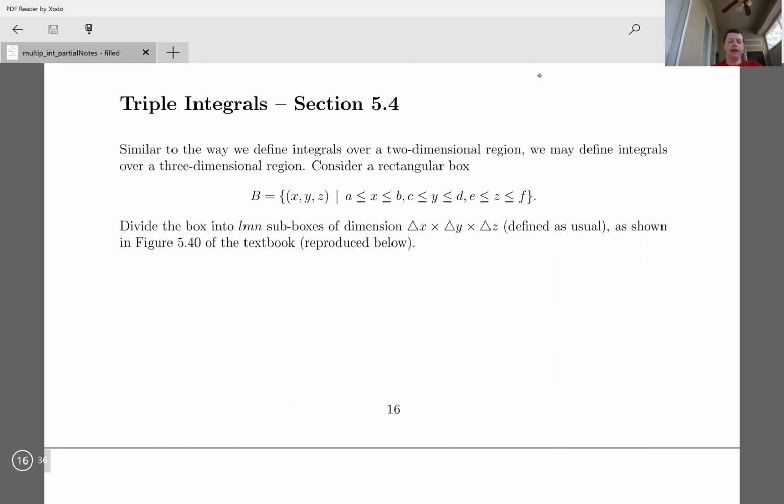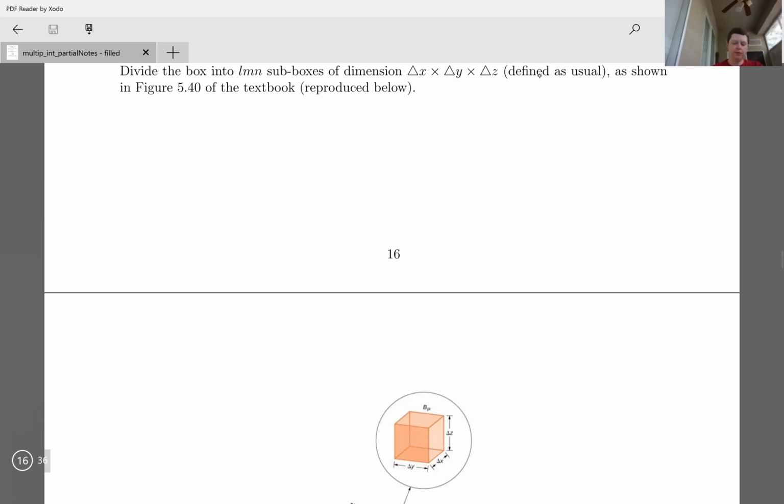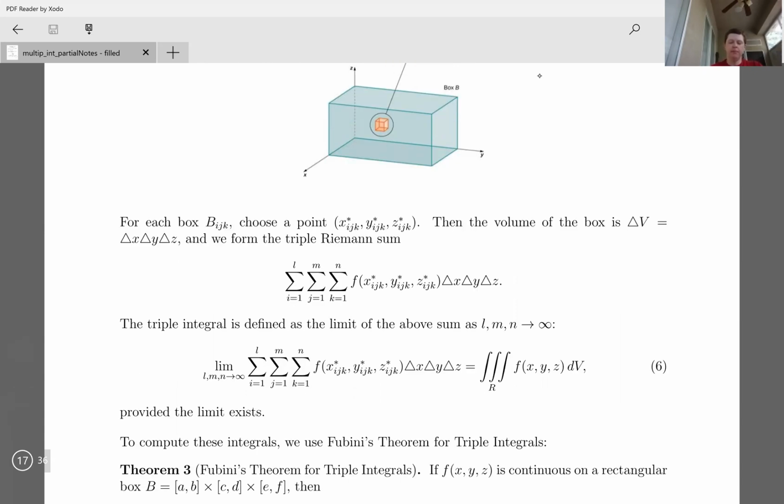And we're going to divide the box into L times M times N sub-boxes of dimension delta x by delta y by delta z, defined as usual. That's shown in figure 5.40 of the textbook, which you see here. So there's a box. For each box, we'll call it B sub ijk, we're going to choose a point, just like we normally do when we form a Riemann sum. And then the volume of the box is delta V, which is the product of delta x, delta y, delta z, and then form the triple Riemann sum.